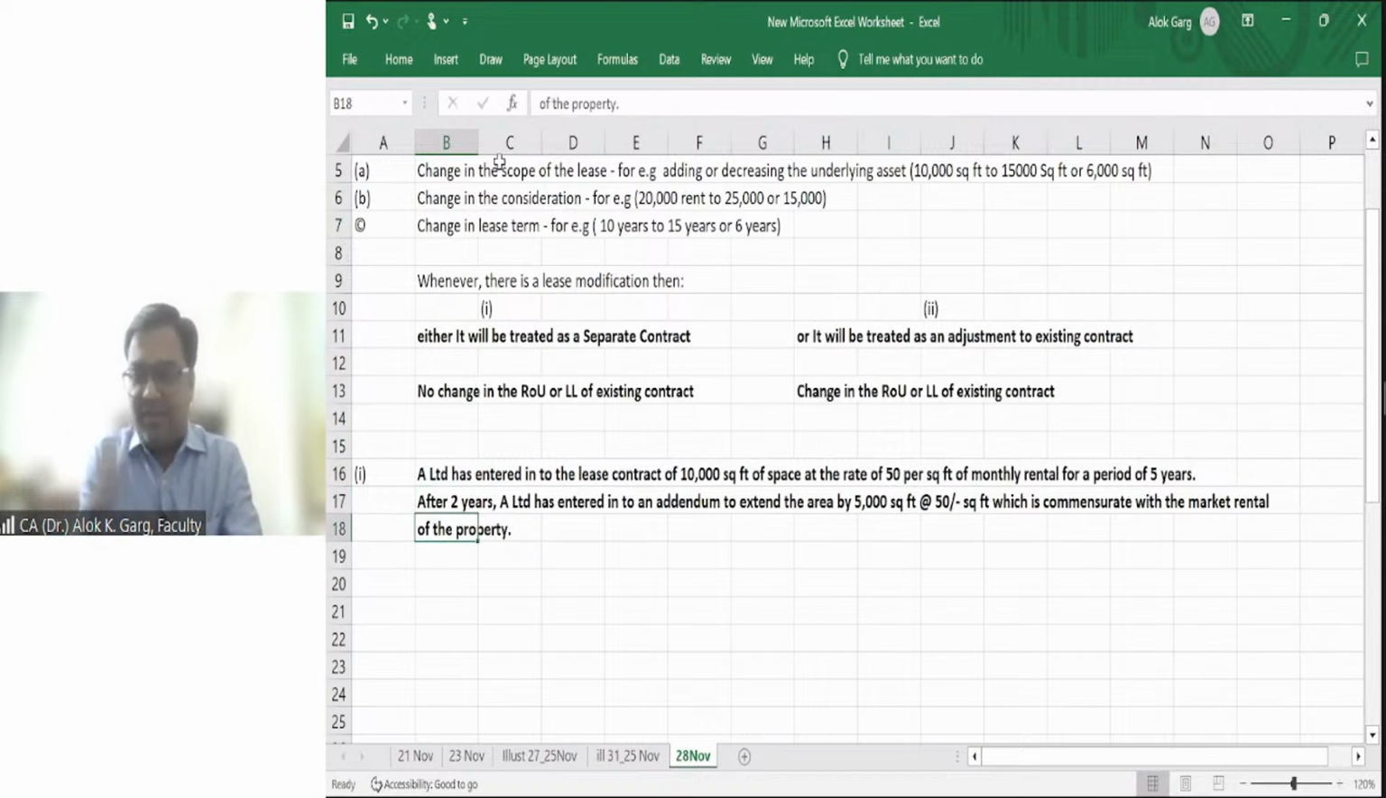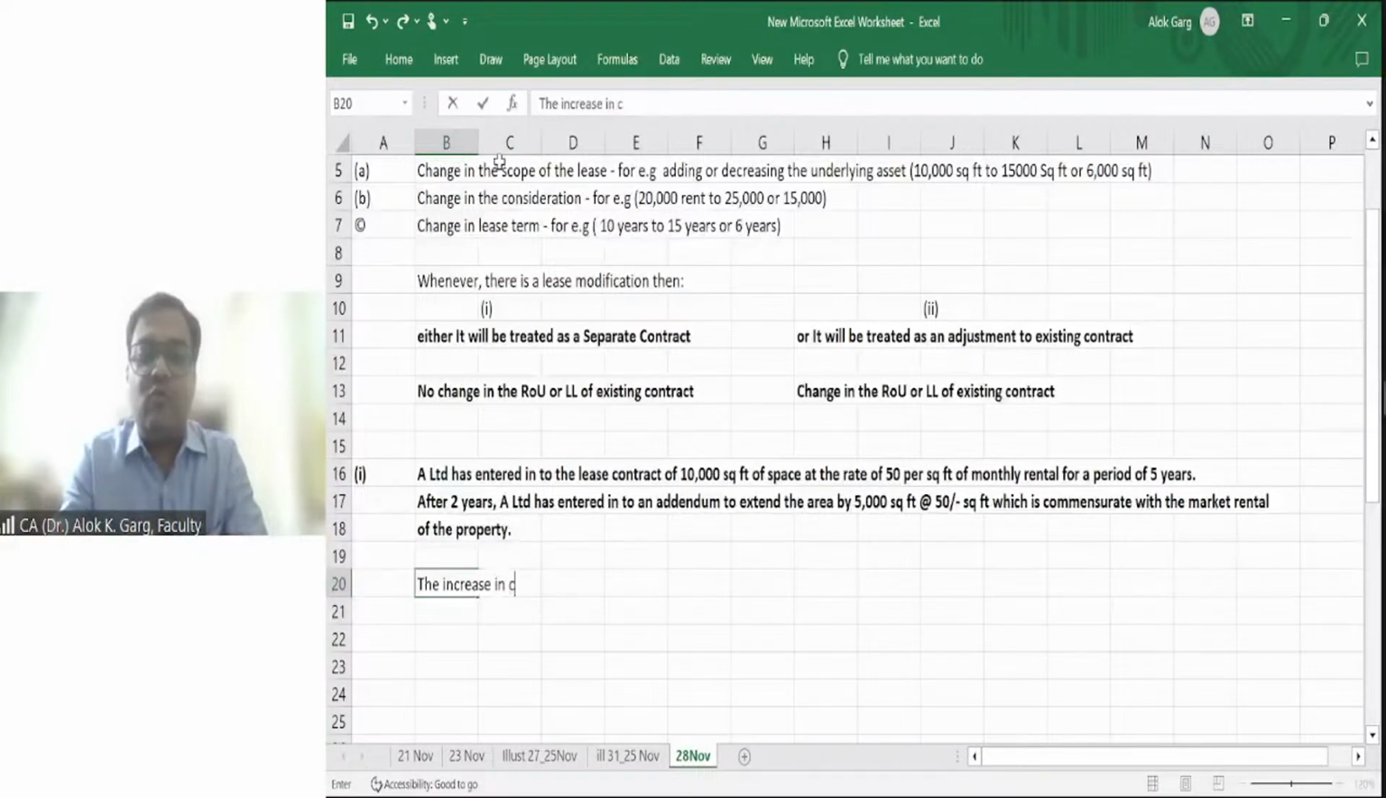After 2 years, when 3 years of the contract is remaining, on that date, A Limited has entered into an additional space of 5,000 square feet, and the rental is also on the basis of fair market rental, on the basis of fair value. So this will be considered as a new contract. This will be considered as a separate contract, right?